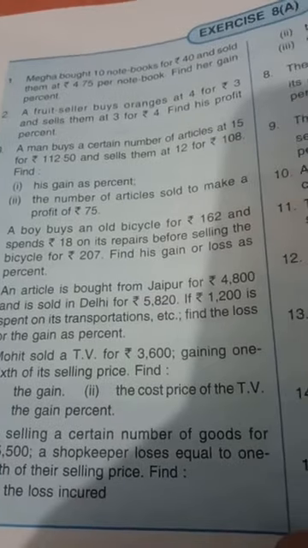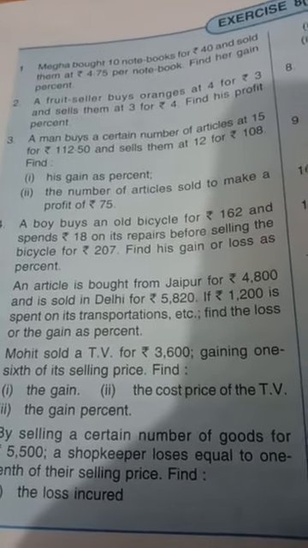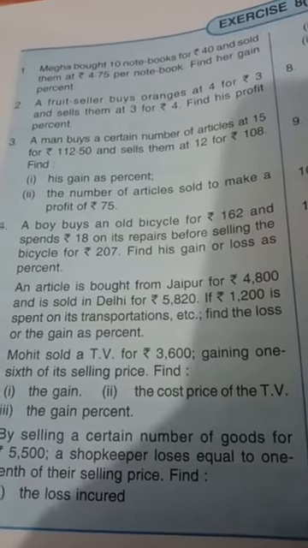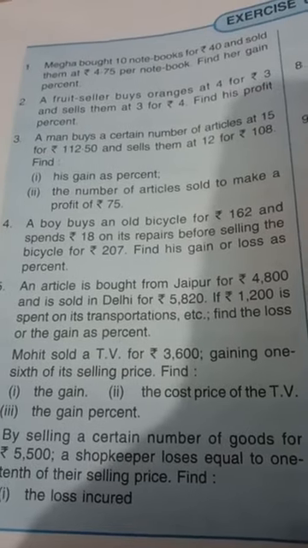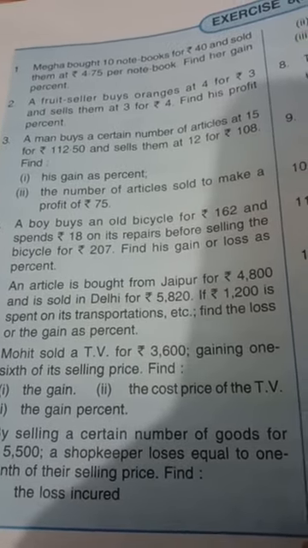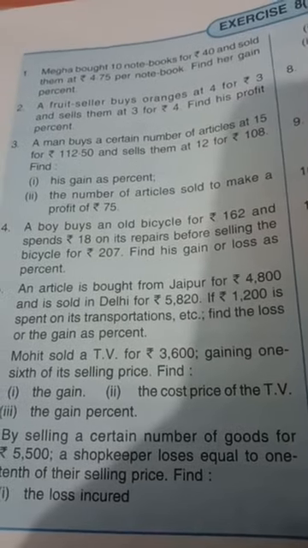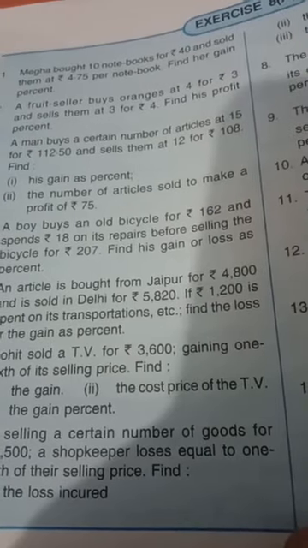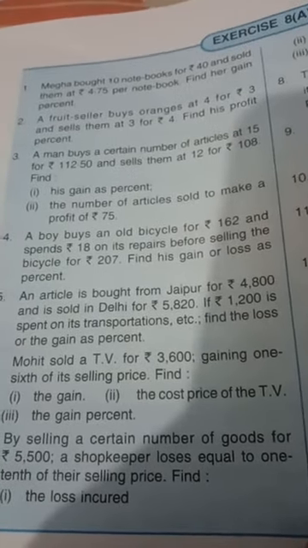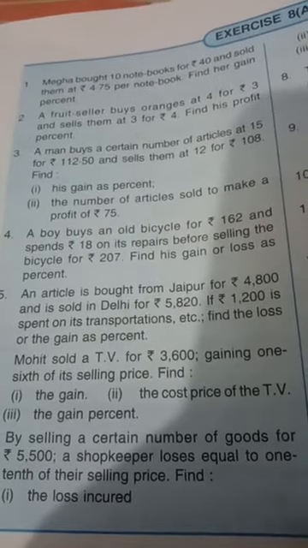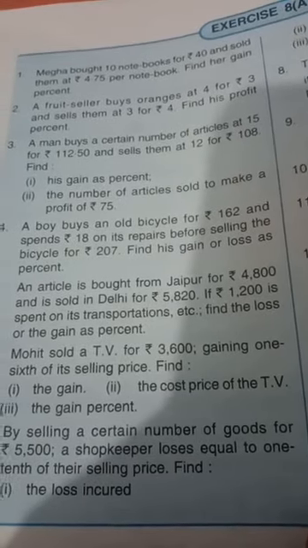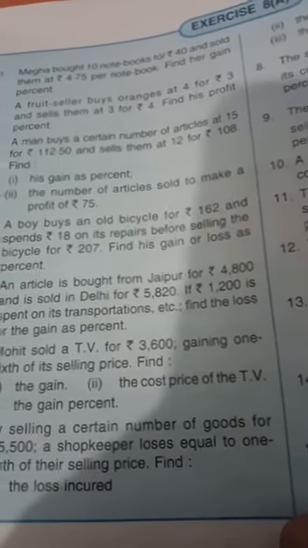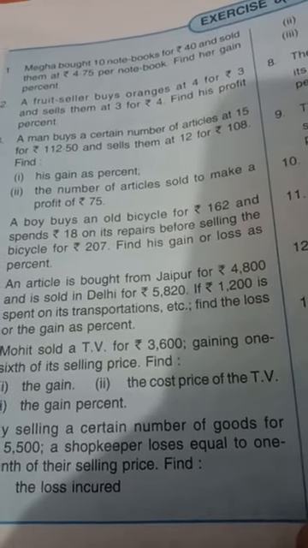So here CP is 4,800 plus 1,200, because when we are selling it for 5,820, the CP is 4,800, but we also pay 1,200 for transportation. That is also an expense, so this expense is added with the cost price. The expense is always added with the cost price. After that we are calculating profit and loss. So let us do that problem.